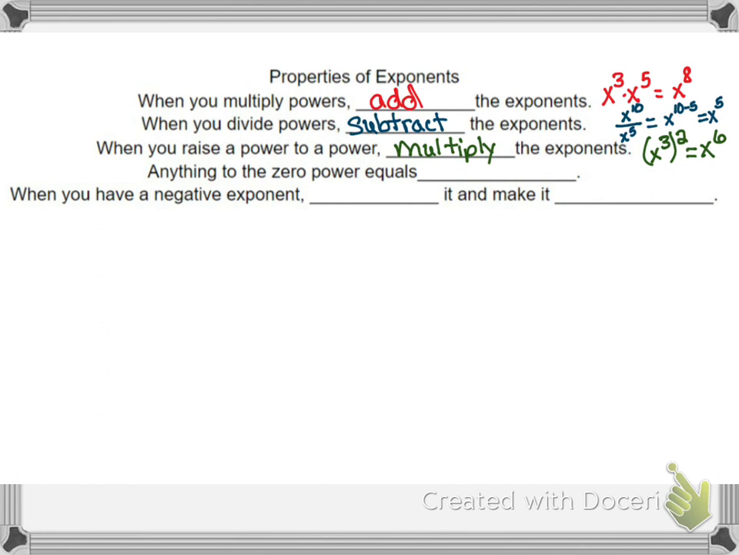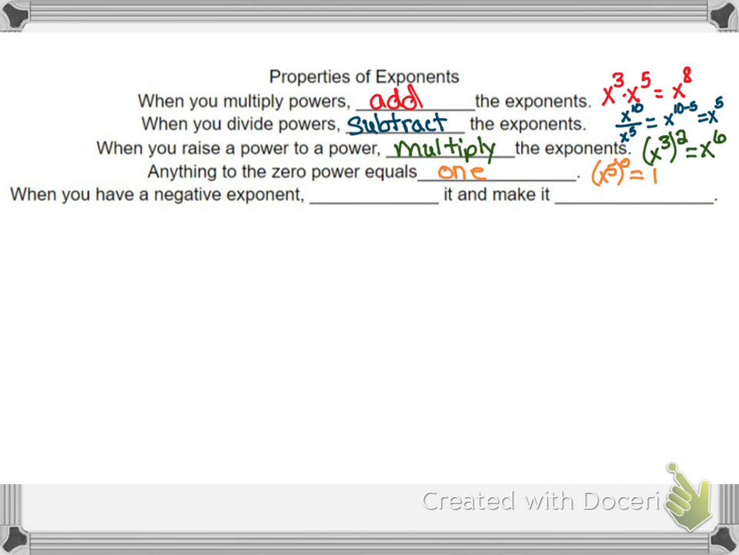Okay, the next rule. Anytime you have something to the 0 power, it's going to equal 1. So let's say I've got x to the 5th to the 0 power. That just equals 1.